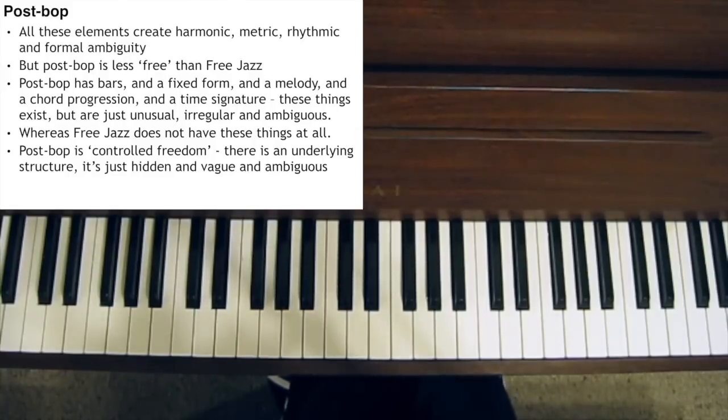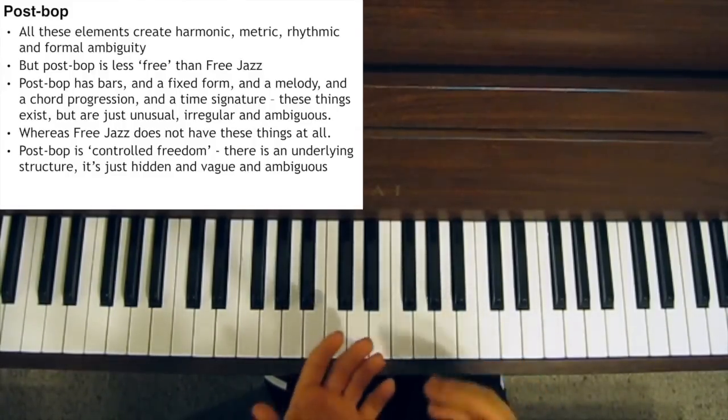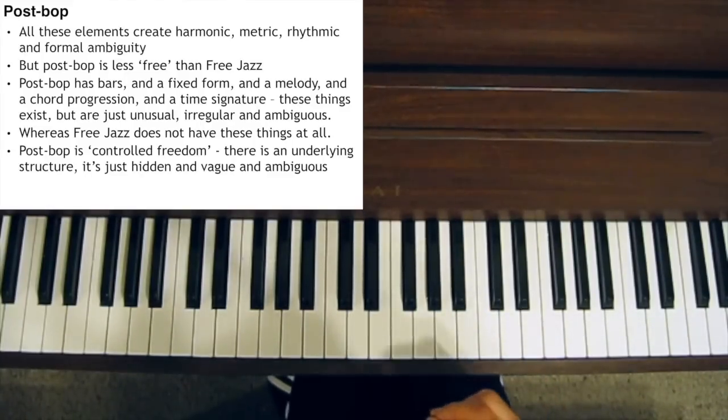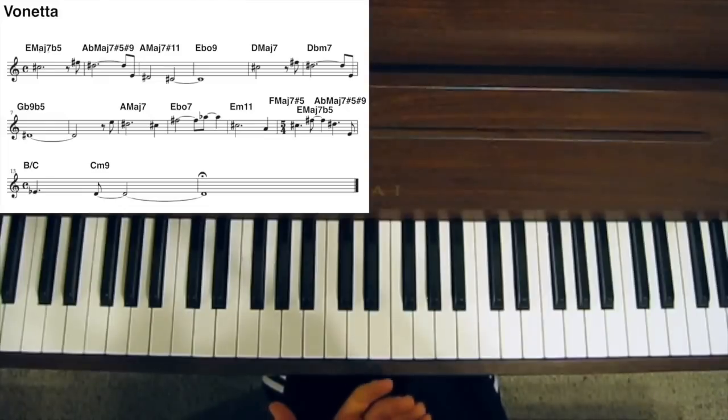Now each of these topics deserves its own video, so this lesson is just a quick summary of what post-bop is, how it arose and its general features. And I'll create a separate lesson for each of these topics where I can go into them in a little bit more depth. But as an example, let's take a quick look at a post-bop song written by Wayne Shorter called Veneta.